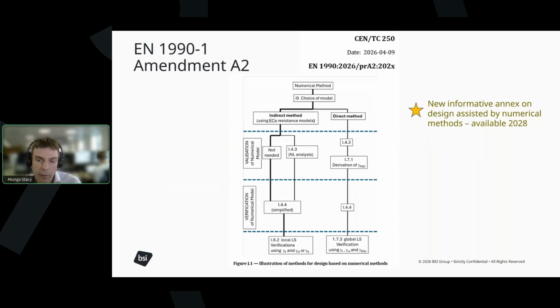Looking ahead, there's also a proposed amendment to EN 1990. This is not yet available, but will be issued before 2028, which will give a new informative annex on design assisted by numerical methods. In particular, that will distinguish between the indirect method, which is the partial factor method, where you split out design effects using the analysis, compared with the design resistance, which is given by the equations in the material parts, compared with a direct method where you use a single analytical model to establish the overall stability of a structure or element.